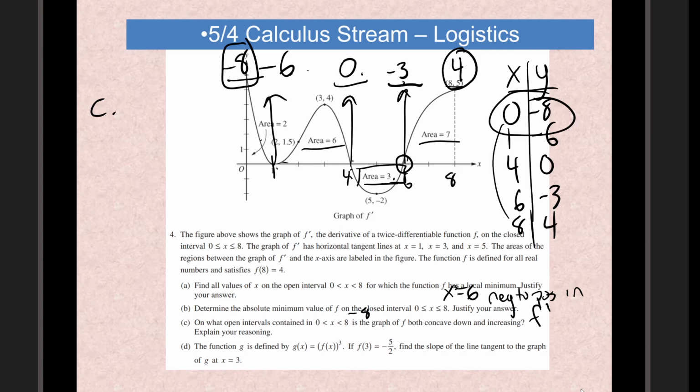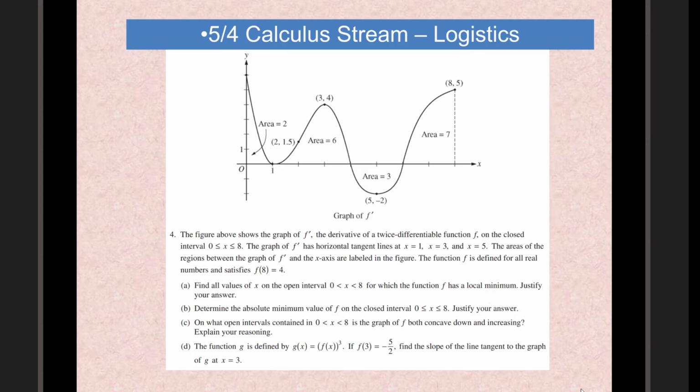Next part. On what open intervals contained in 0 to 8 is the graph of f both concave down and increasing? Okay, so in a derivative graph, concave down is decreasing and increasing is positive. So I want where the graph is positive but decreasing. That's from 0 to 1 here, and from 3 to 4 here. That's the only place where my graph is going down but has a positive value. So I would say 0 to 1 and 3 to 4.